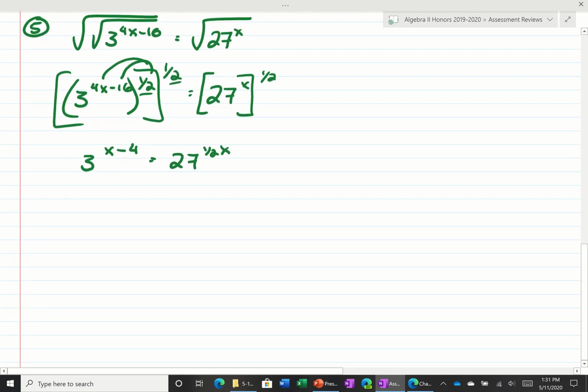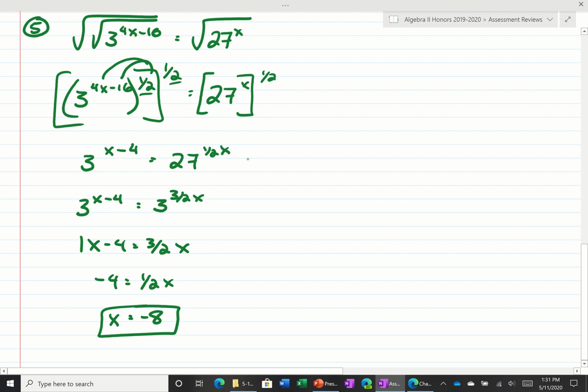And we don't even have to use logs again here. We could write 27 as 3 to the third. And then just say x minus 4 is equal to 3 halves x. Or if you subtract 1 on both sides, you get negative 4 is equal to 1 half x. X would be negative 8.